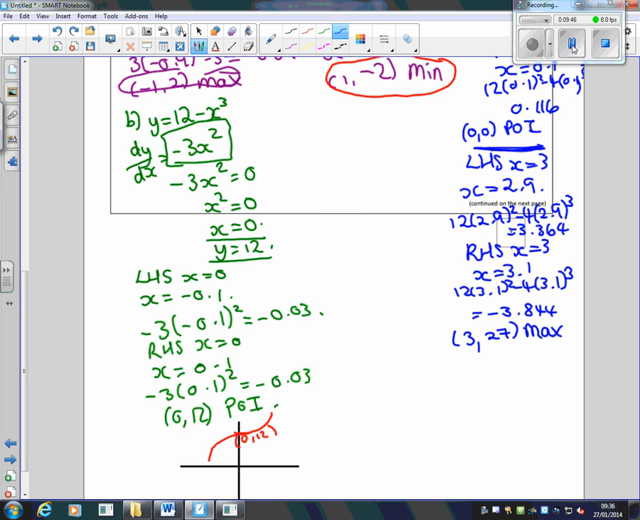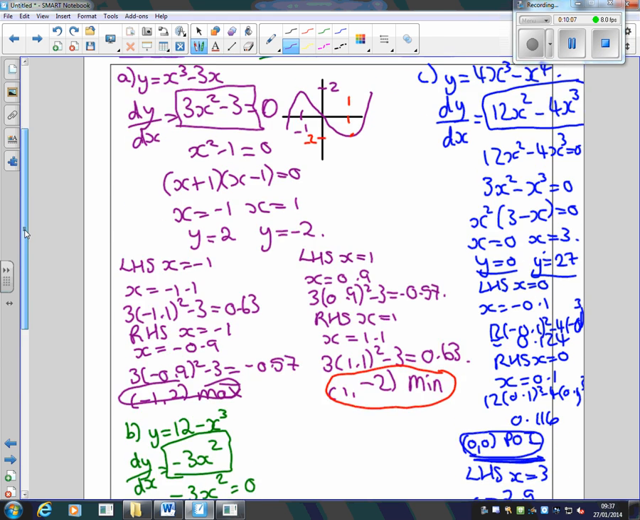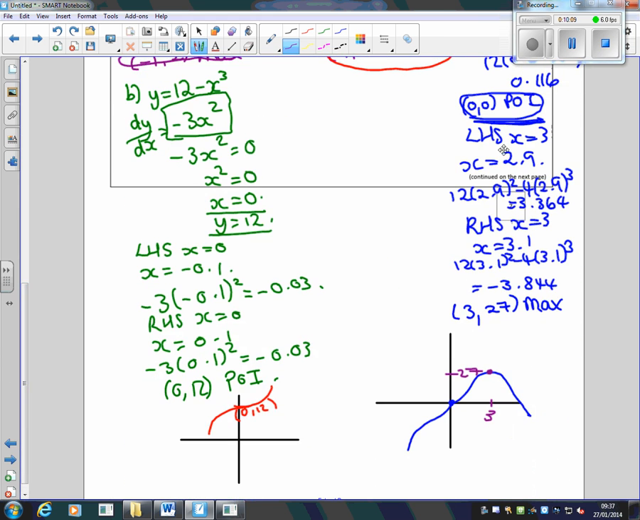So again, I'm going to draw you a quick sketch, but you don't have to because it doesn't ask for one in the question. So at 0, 0, we have our point of inflection, and at 3, 27, we have our maximum. So again, you don't have to draw any of these curves. I've just done it to show you what they will look like.